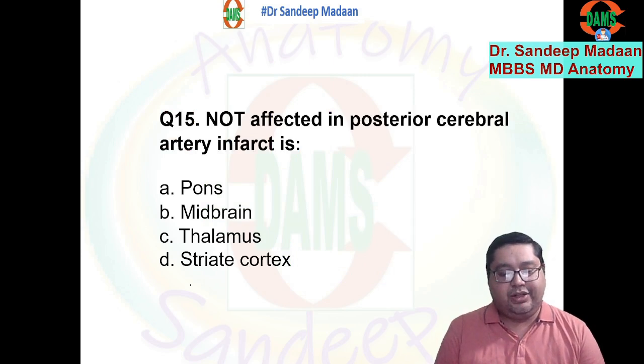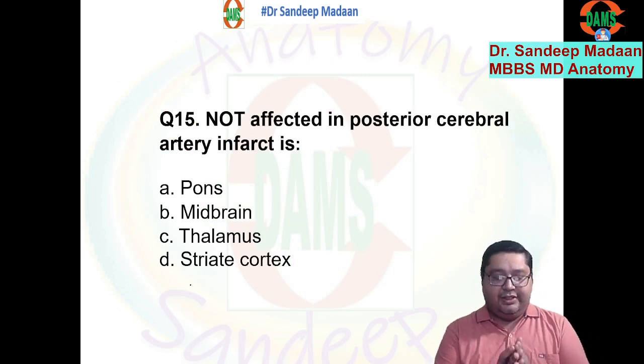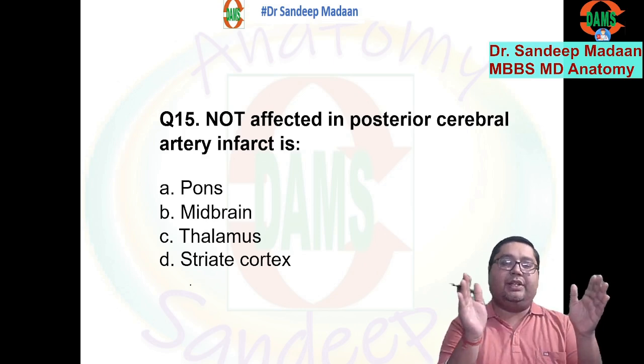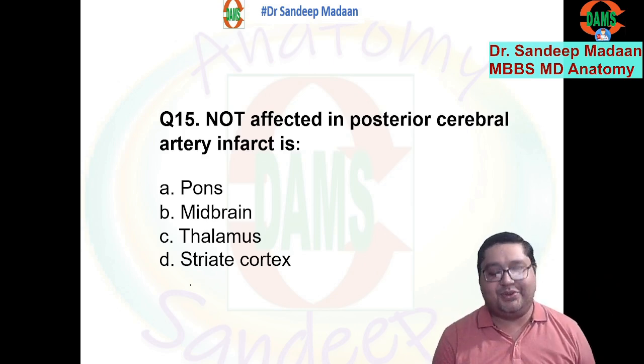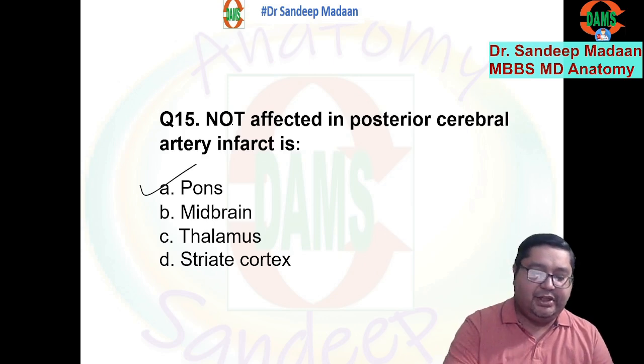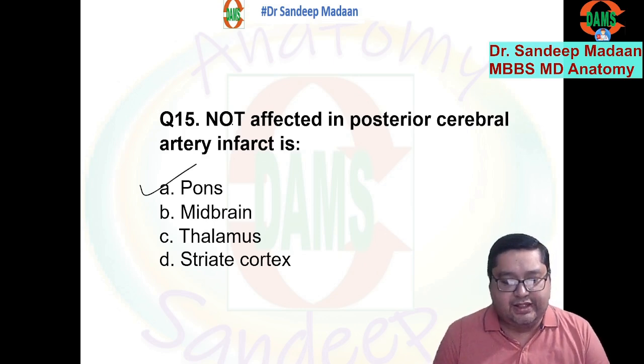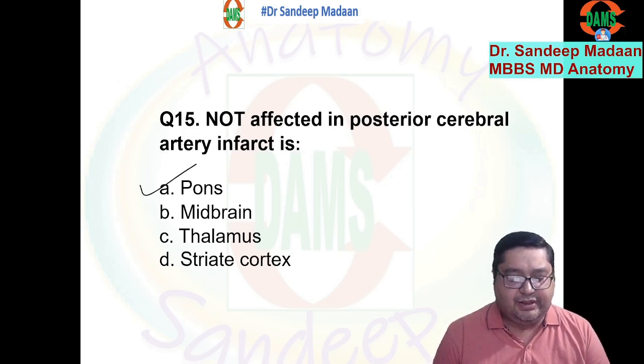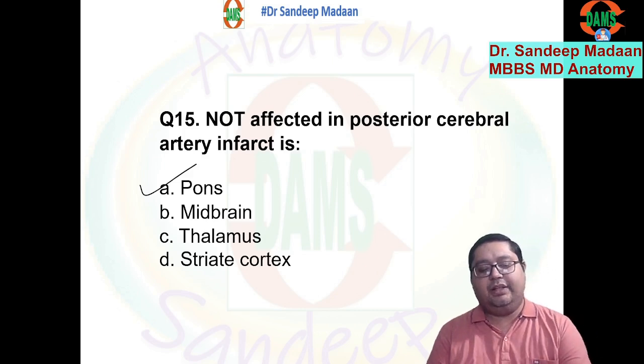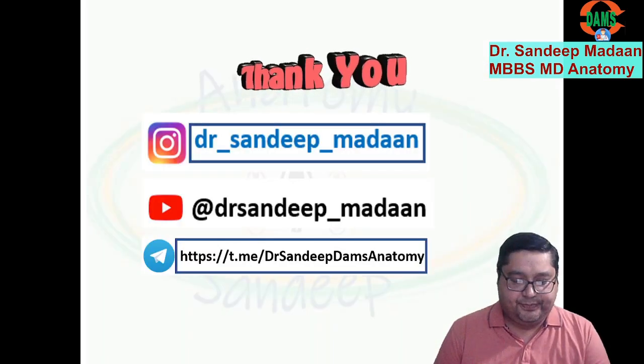Last question: not affected in the PCA infarction. Now we know basilar artery is present on the pons and just above the pons it divides, but it won't supply pons. So pons is the answer. Midbrain, all syndromes are because of this artery involvement only. Thalamus will be supplied, striate cortex will be supplied, pons will not be supplied.